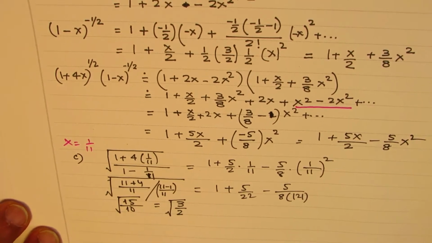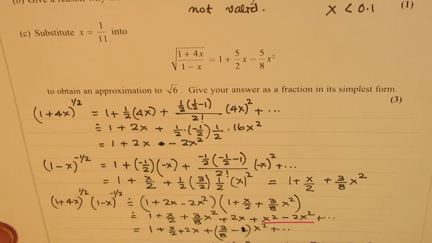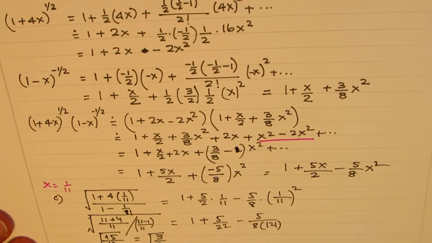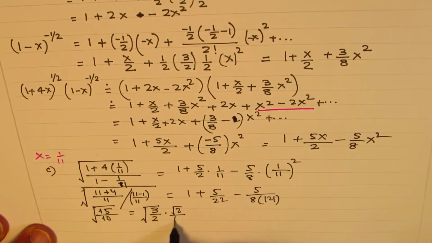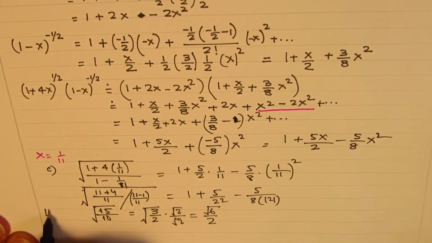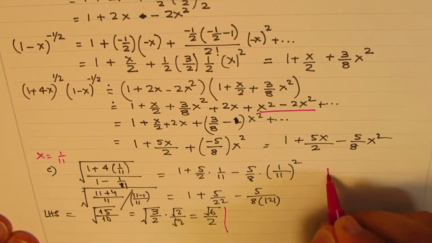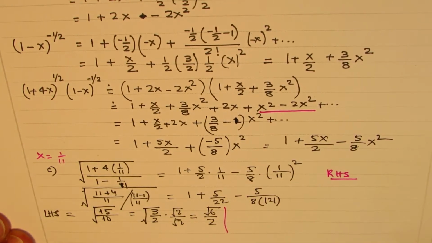Now since we need square root of 6, we need to approximate square root of 6. So to get square root of 6 here, I should multiply by square root of 2, right? So I should multiply this by square root of 2 over square root of 2. And that will give me square root of 6 over 2. Is that clear? So we have the left hand side written like this. Correct? Now, let's look into the right hand side, right? Which is this expression separately.